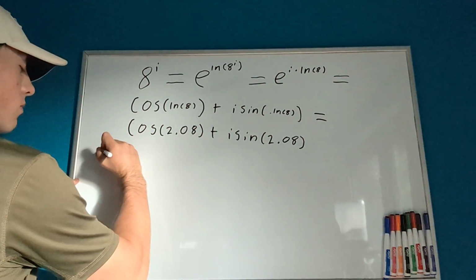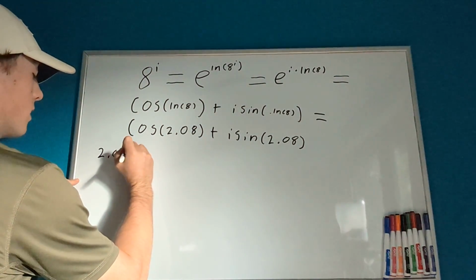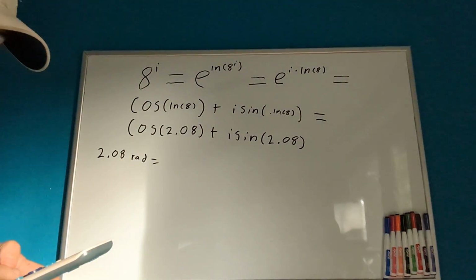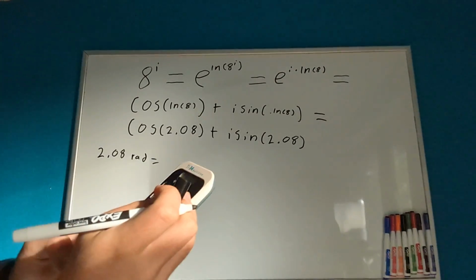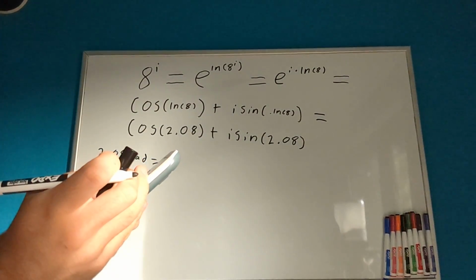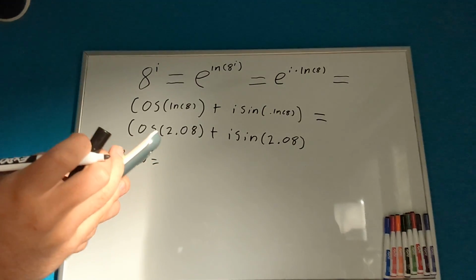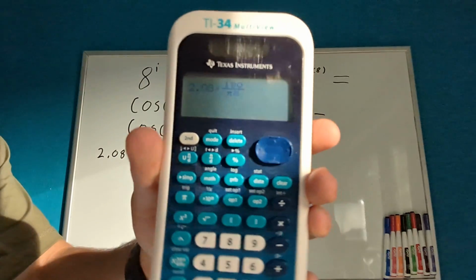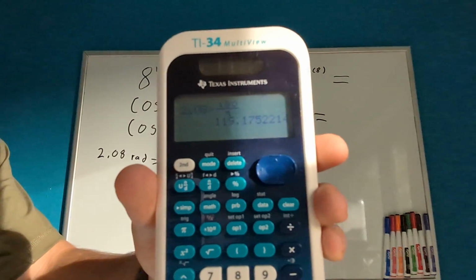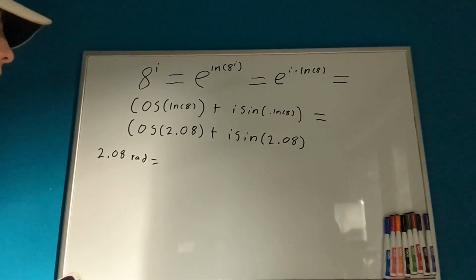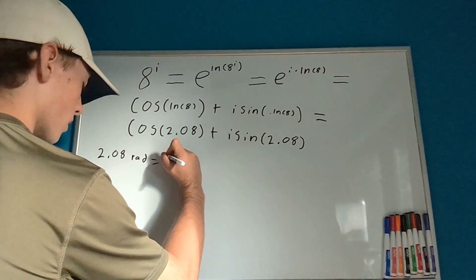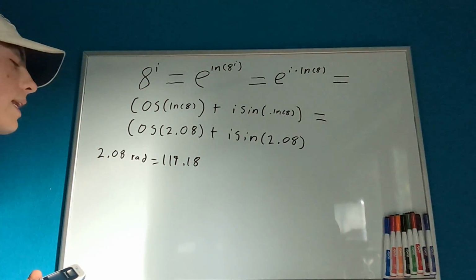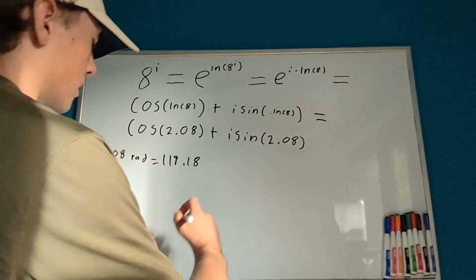So 2.08 radians equals, let's get out our calculators and let's take 2.08 and multiply it by 180 over pi. All right, you can see that's what I have done there. Let's press enter and we get 119. All right, so let's write that down real quick. 119 point, we'll just say 18. Right, now we just reviewed what that means.